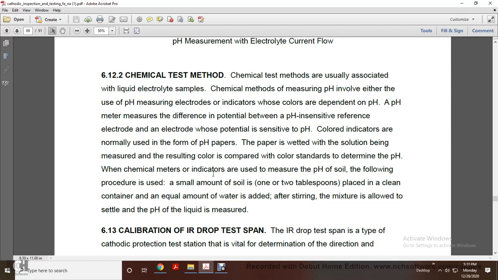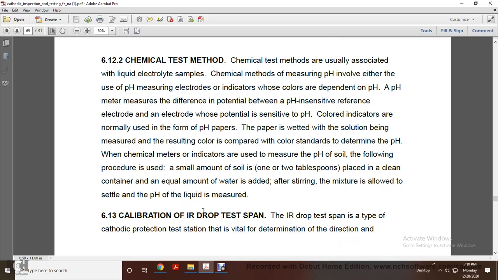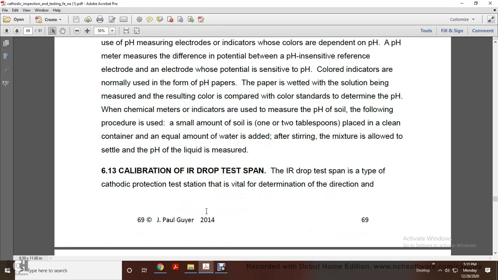To determine the pH of soil, follow this procedure. Use a small amount of soil, one to two tablespoons, placed in a clean container with an equal amount of water. After stirring, the mixture is allowed to settle, and the pH of the liquid is measured.